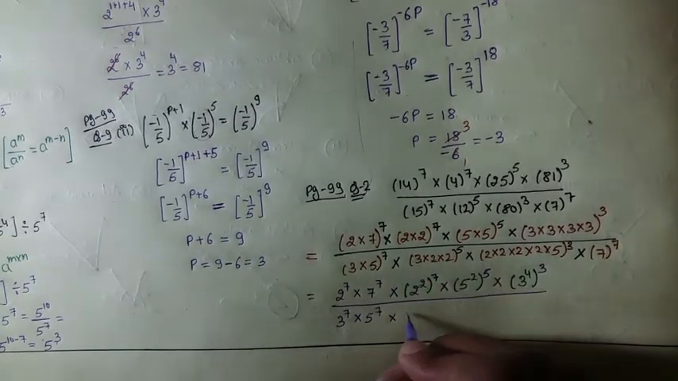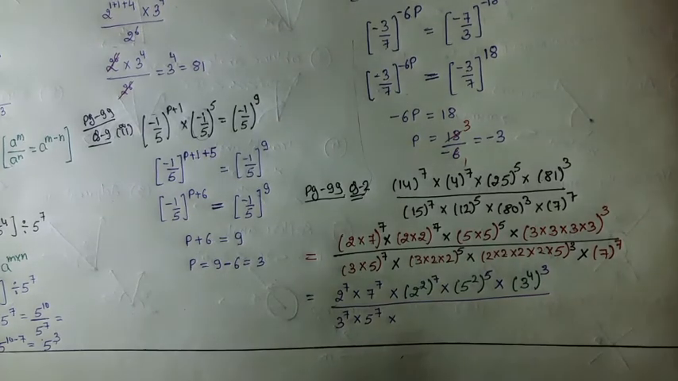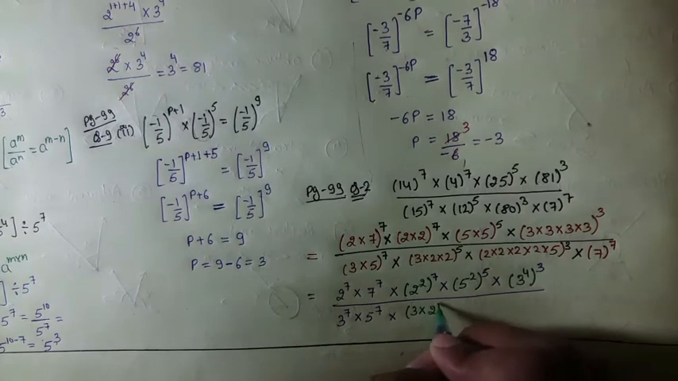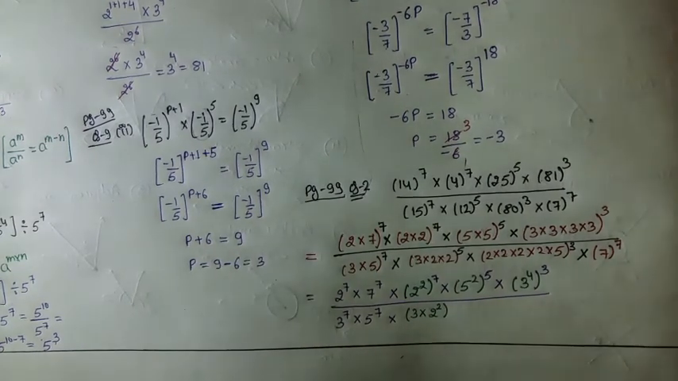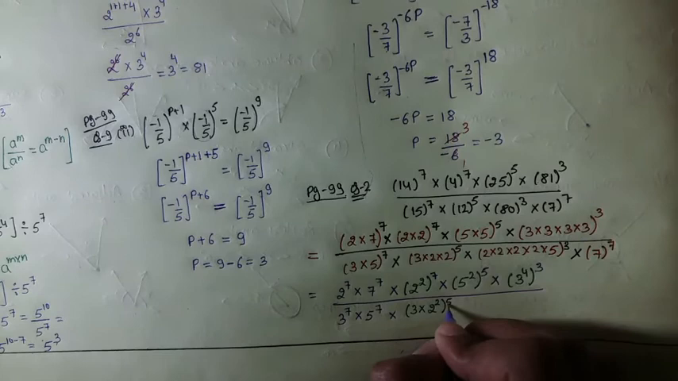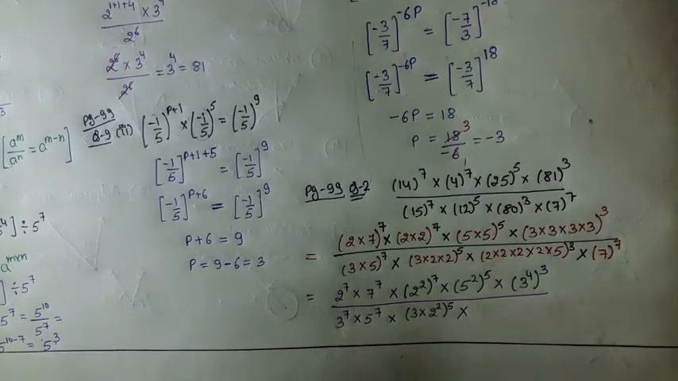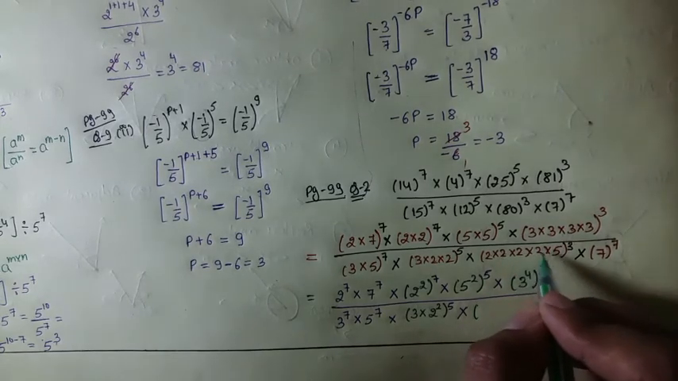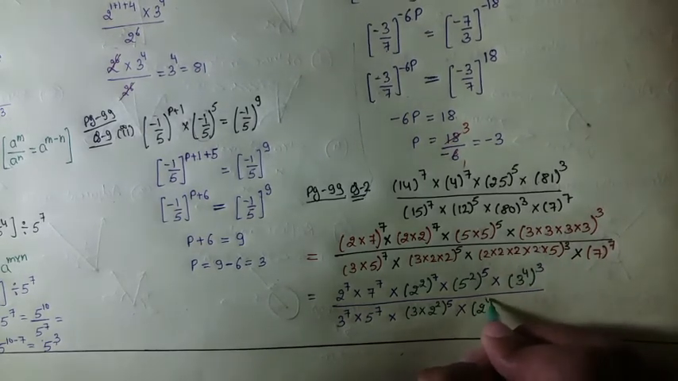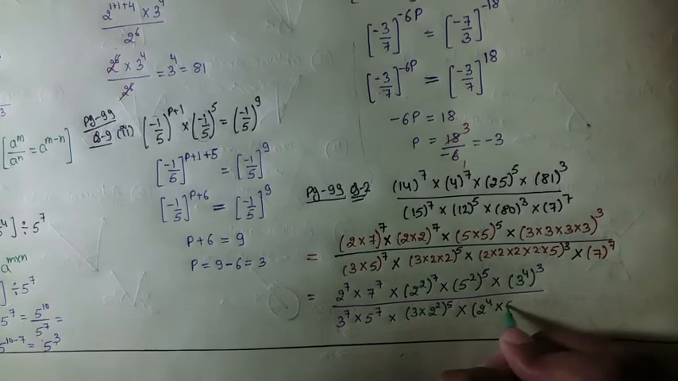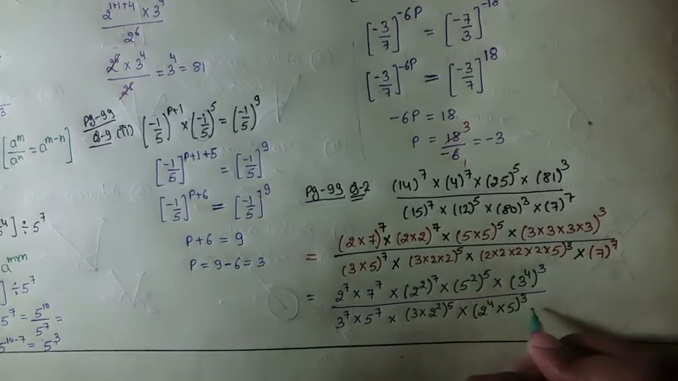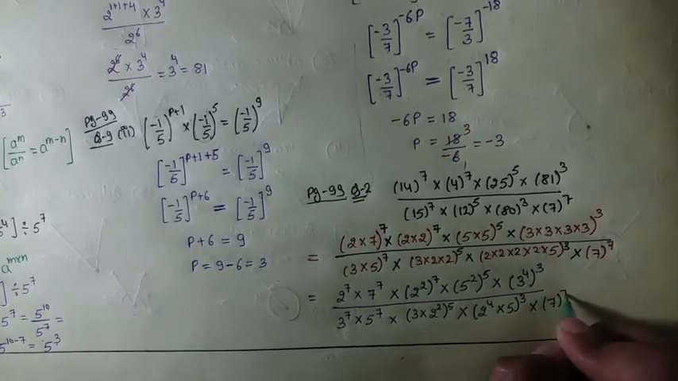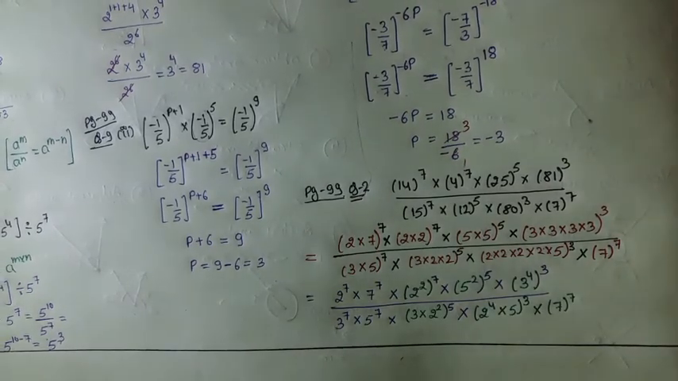This can be written as 3 into 2 into 2 can be written as 2 square and its whole power is 5 into this can be written as 2 to the power, 1 2 3 4, it is multiplied for 4 times, into 5 to the power 3 and into this we will write as it is, 7 to the power 7. Is it clear up to here?